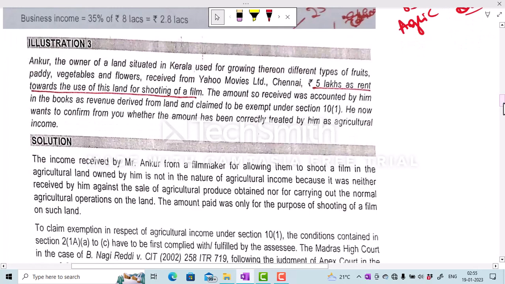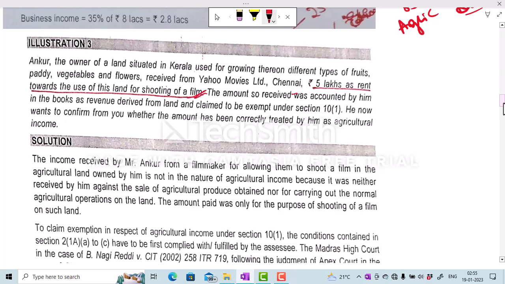Ankur, the owner of a land situated in Kerala, used it for growing their own different types of fruits, paddy, vegetables, and flowers. He received from Yahoo Movie Limited, Chennai, 5 lakhs rent towards the using of this land for shooting film.